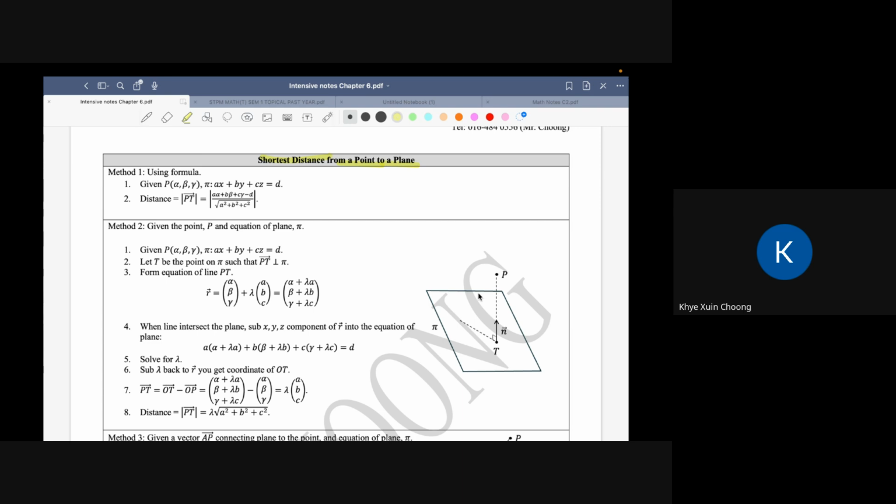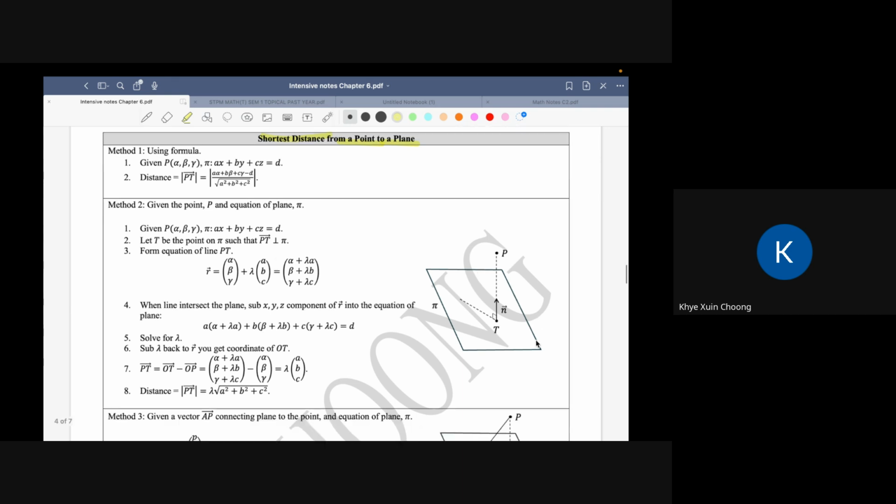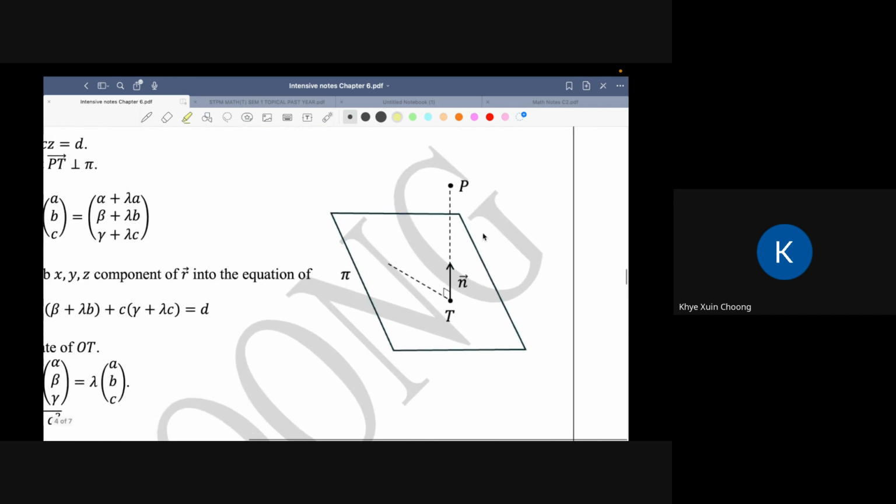Okay. So if you have a point and you want to find the shortest distance from the point to the plane. Actually, you can find multiple different distances, but they are not the shortest distance. The shortest distance is where, when you connect P to the plane, you'll find that it is perpendicular to it. This distance should be the shortest distance.